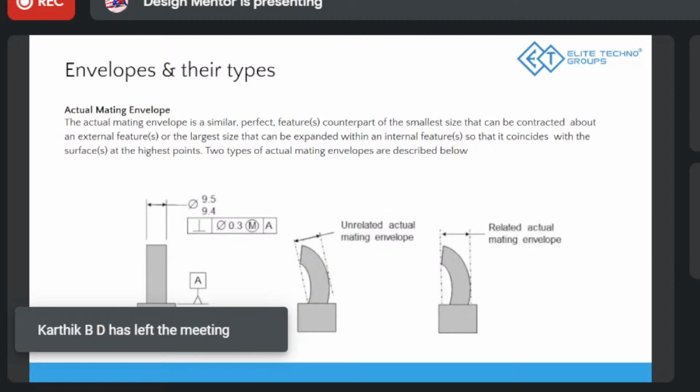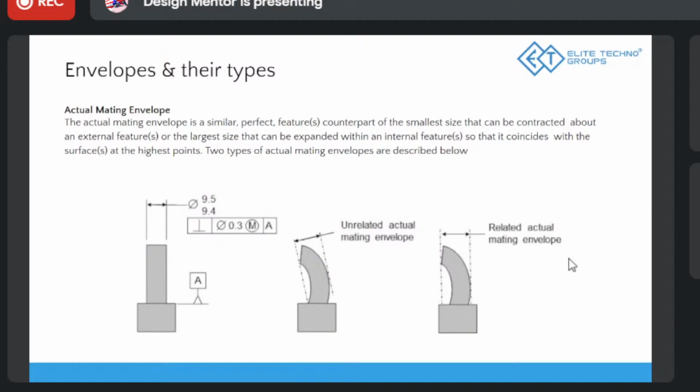Then even in that, we have two types. If you go in depth, there are lots and lots of types, but this is the simplistic one. There are two types: unrelated actual meeting envelope, and related actual meeting envelope. You could see even the diagrams are different, right? What is unrelated? You can see the lines are going diagonally. That means they are following the center, the axis of the shaft. And in the related one, they are related to the surface that is mentioned.